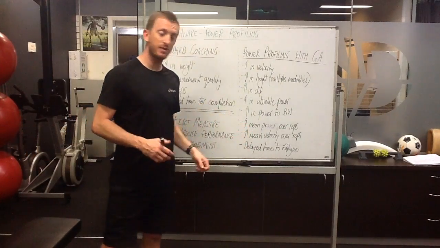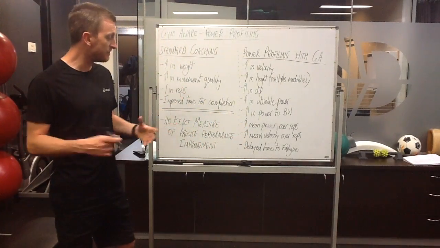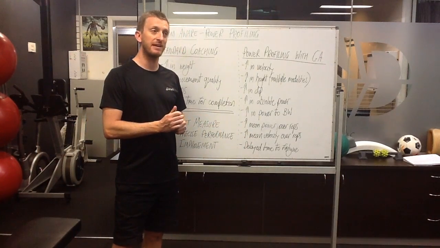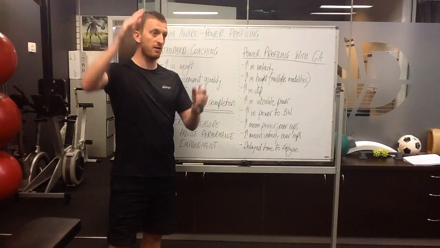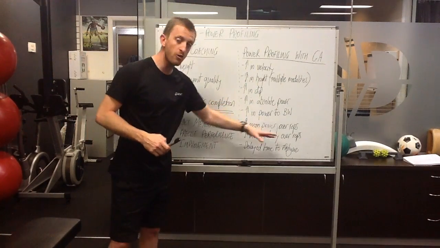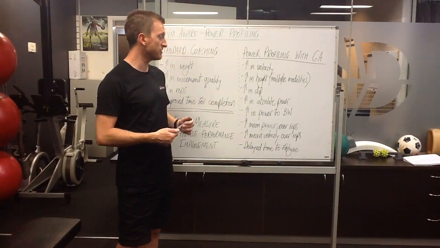an increase in mean velocity, so we can now show the wattages and the speeds of different movements as well, and even delay time to fatigue. So it might be the fact that certain power drops off over reps of 20 over the course of a set. So we can actually show when the power actually starts to drop over those as well.